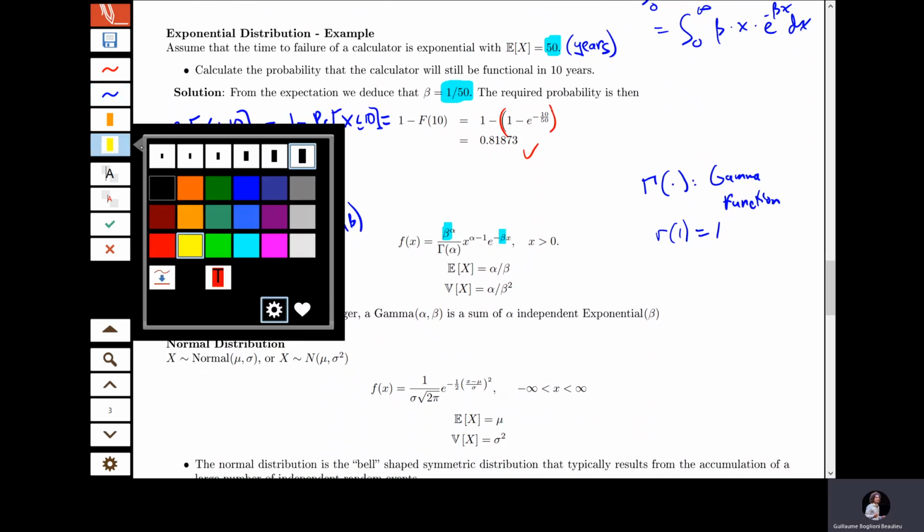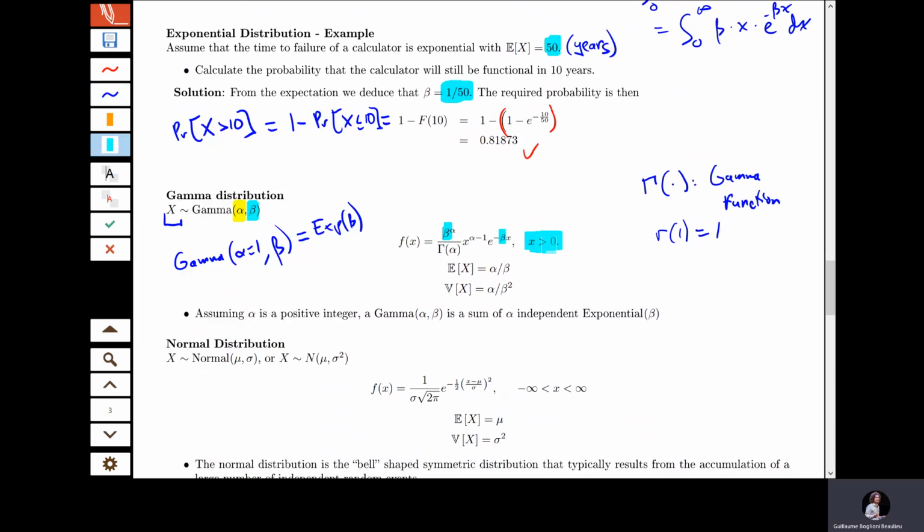The support or domain of the gamma is the positives. You have here expressions for the expectation and variance of the gamma. Obviously, they're a function of the parameters of the distribution. So you alter the parameters alpha and beta, you alter the expectation and the variance. By the way, I don't expect you to know the expressions for the expectation and variance as a function of the parameters by memory.